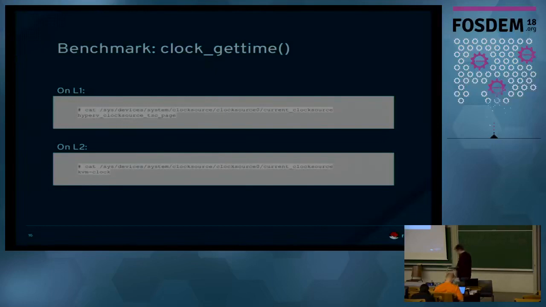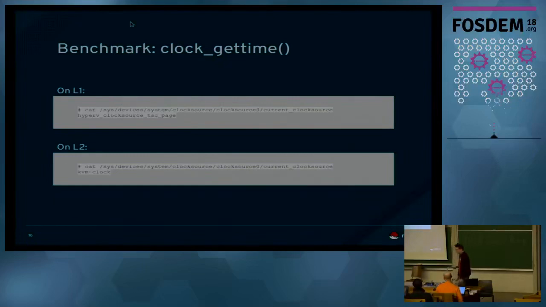So what next? It doesn't perform, and we need to figure out why. You may have a valid idea that something with our clock source is wrong. We probably have a better one somewhere. So what do we have? If you check on level 1, we get the so-called TSC page clock source from Hyper-V. And on level 2, we get KVM clock.